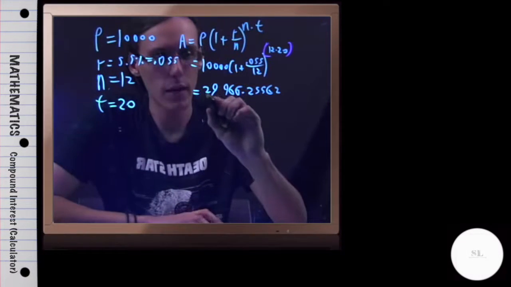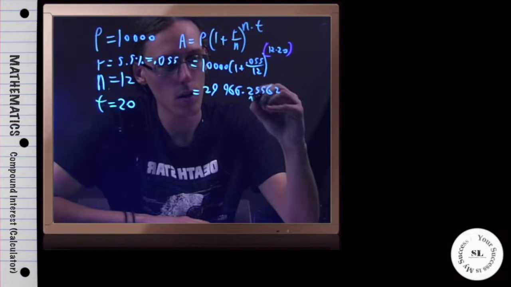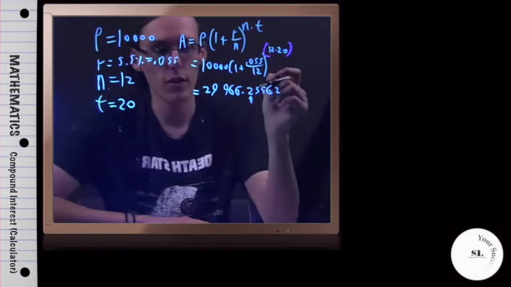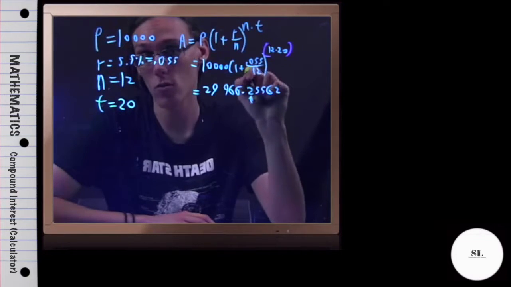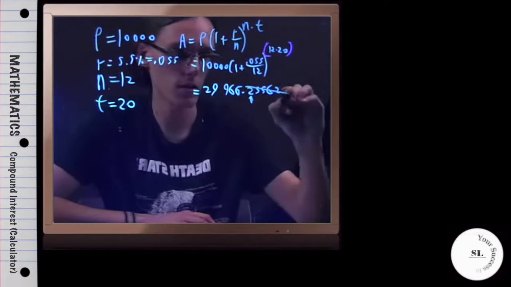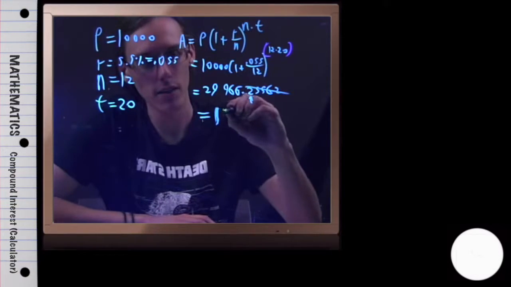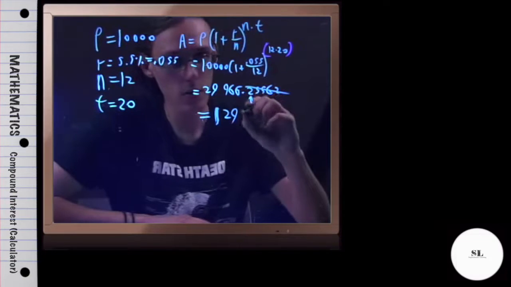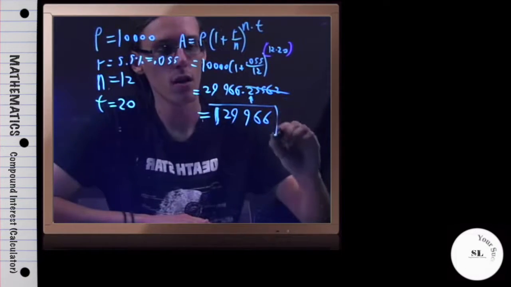Now the question says to round to the nearest dollar. So I have 29,966 and I look at the first place after the decimal, which is a 2. So if it's 5 or bigger, I have to add 1 to this place here, but it's 2. So all I do is chop these numbers off. And so to the nearest dollar, the amount I have in that savings account is $29,966.